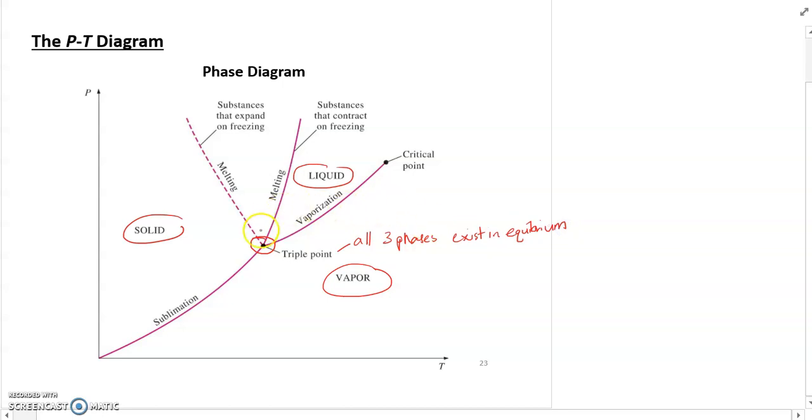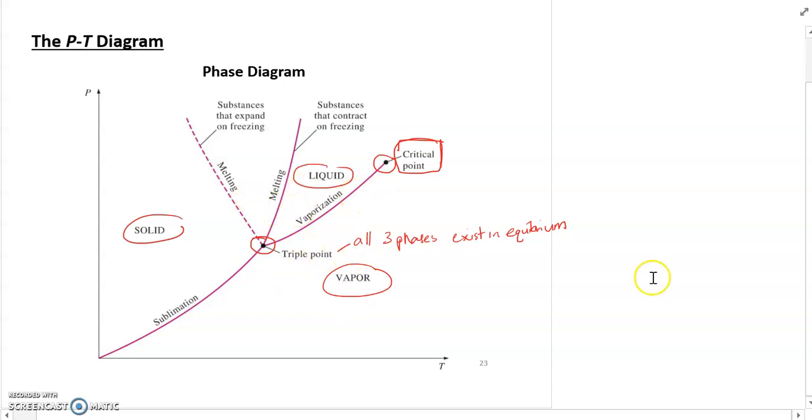The vaporization line here will end at a critical point. We have covered the critical point initially. This is between liquid and vapor, because no distinction can be made between the liquid and vapor phases above the critical point. Substances that expand and contract on freezing differ only in the melting line on the PT diagram.